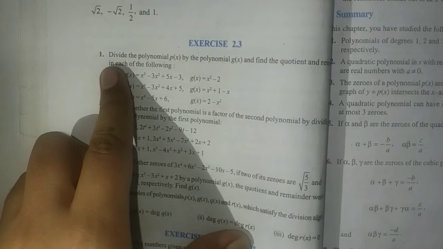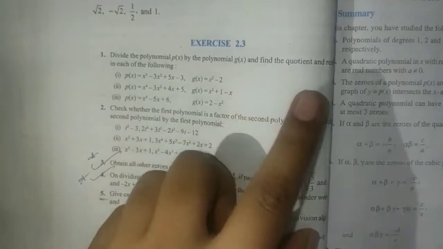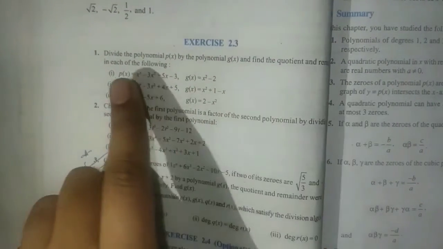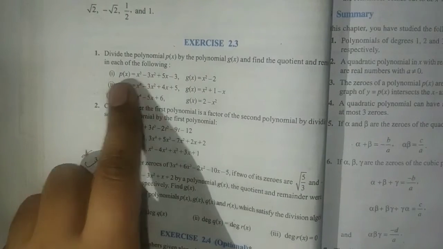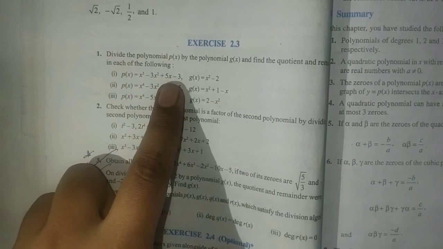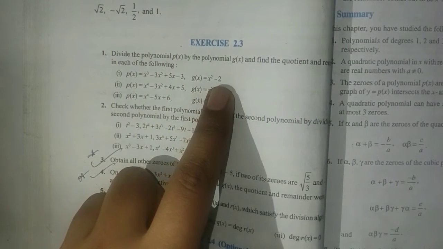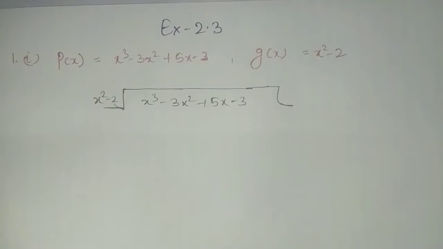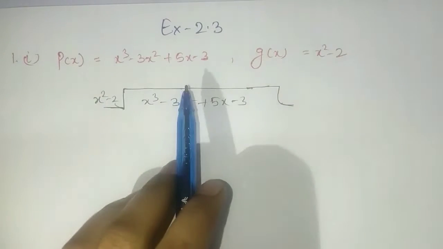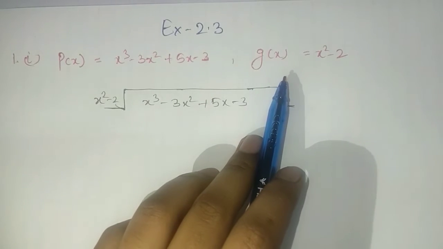In this, the first question is divide the polynomial px by the polynomial gx and find the quotient and remainder in each of the following. The first part, px is equals to x cube minus 3x square plus 5x minus 3 and gx is x square minus 2. Here is the first part. Now we have to divide this px with the gx.